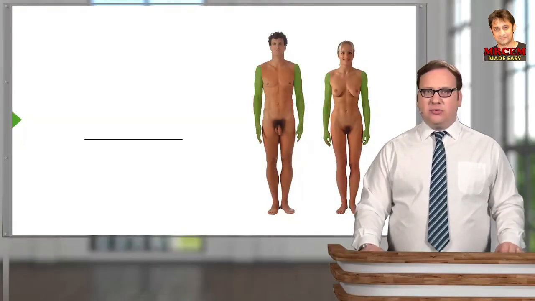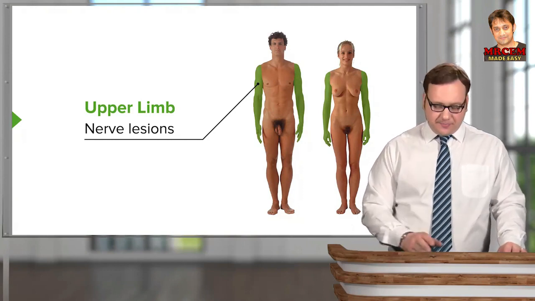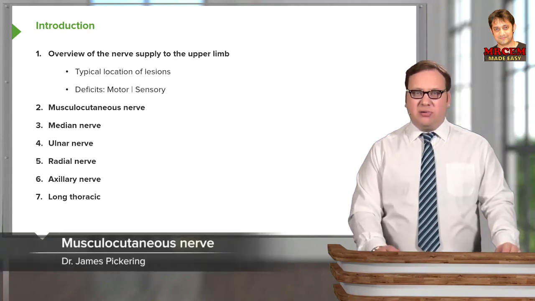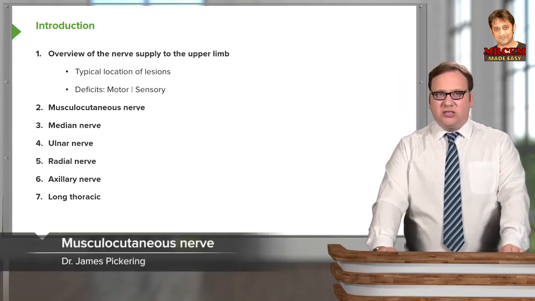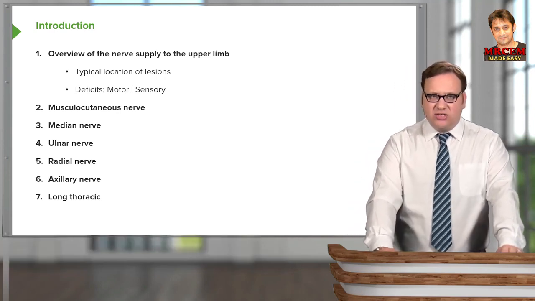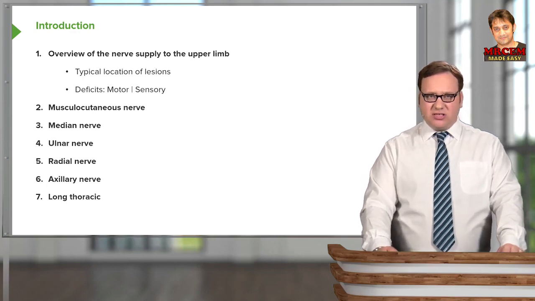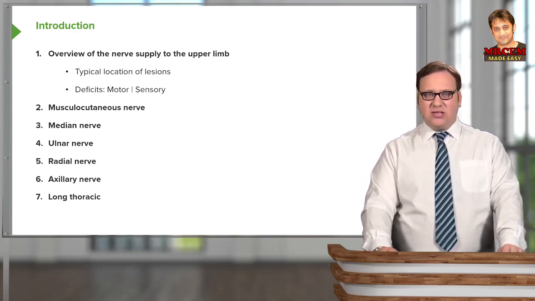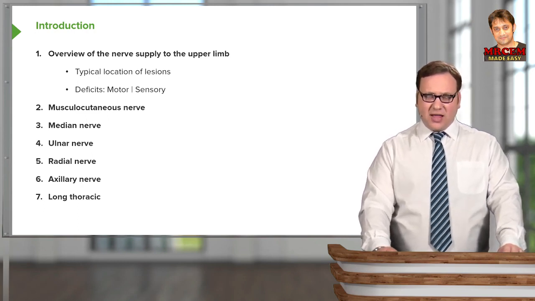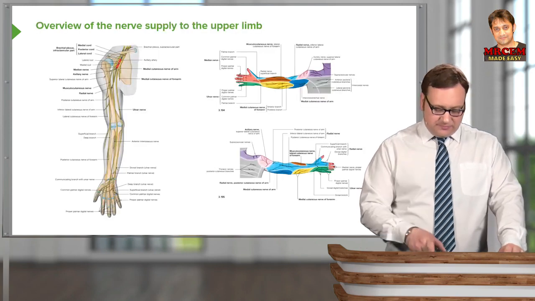In this lecture, we're going to look at the nerve lesions of the upper limb. So we're going to have an initial overview of the nerve supply to the upper limb and then look at some typical locations of the lesions and how this leads to motor and sensory deficits. We're going to look at some nerves that we've already covered in the course, so the musculocutaneous, the median and the ulnar nerves, and the radial, axillary and long thoracic nerves.